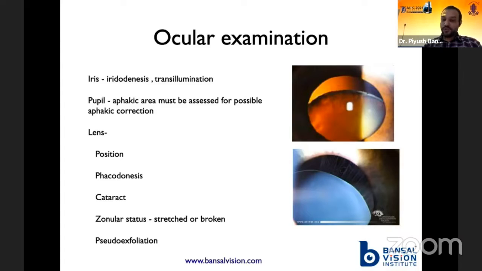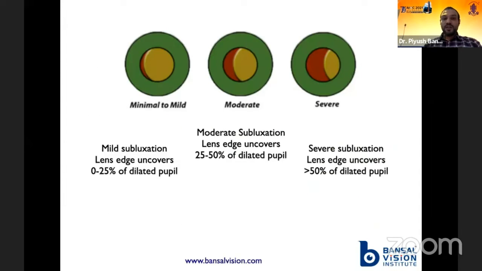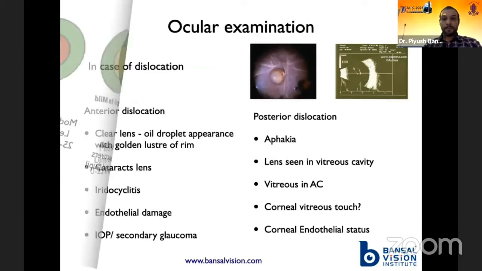One must also look for pseudoexfoliation. Now, in cases of mild subluxation, the lens edge generally uncovers 0 to 25% of the dilated pupil. When there's more uncovering of 25 to 50%, that is called moderate subluxation, or severe subluxation when the lens edge uncovers more than 50% of the dilated pupil.